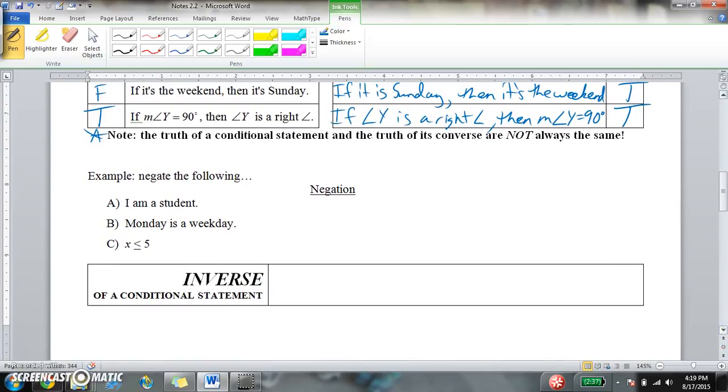So, the word negation. If I want to negate a statement, that basically means to say the opposite of it.